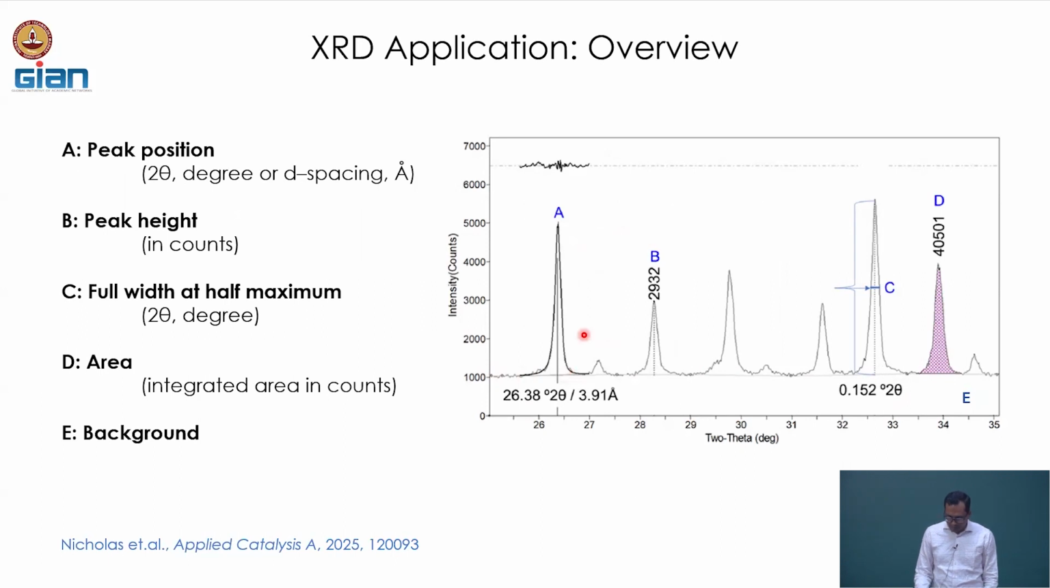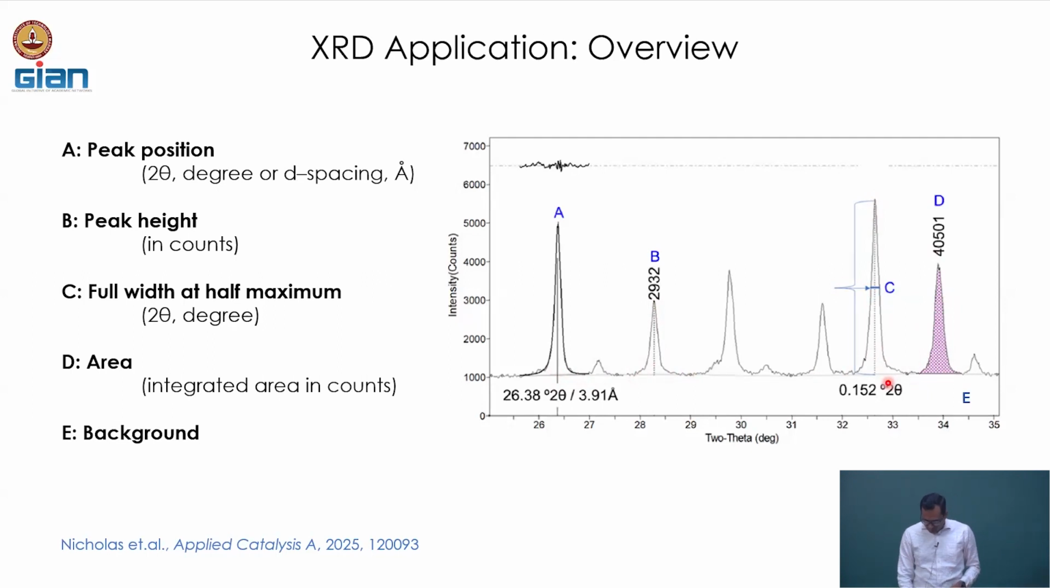And there are a few things that we can get out of it. Something like the position of the peak, the intensity of the peak, the area under the peak, and if we have fitted that peak, we can actually calculate the full width at half maximum. It is nothing but the width of the peak at half of the maximum height of that peak. All this information is going to be important in extracting different parameters.